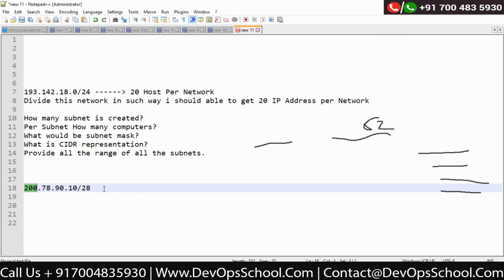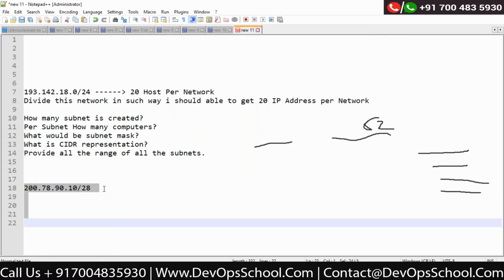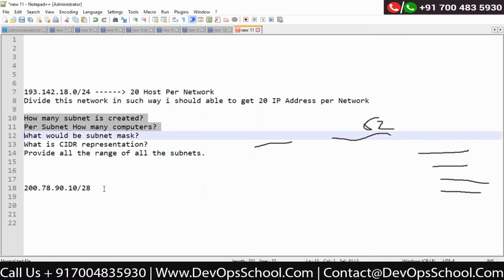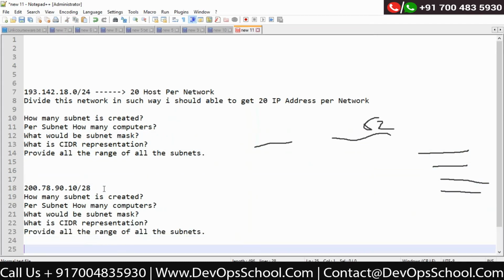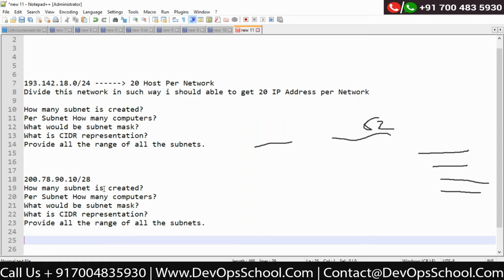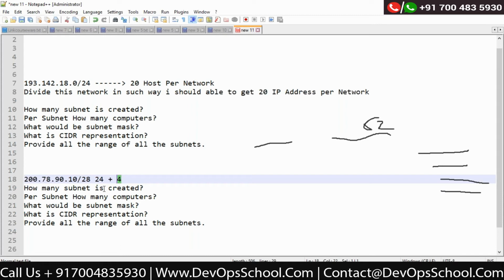Can you do this example? Can you do the same thing for me? The CIDR method is given. Now you need to find out everything. That means 24 bits are actually the CIDR, so that means this is for the network. Officially it was 24, plus we added 4 bits to that. That means these are the network bits which I have added.